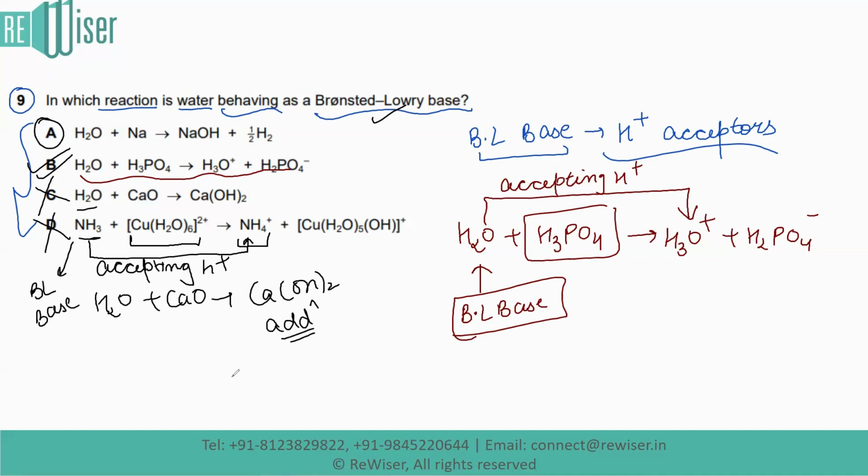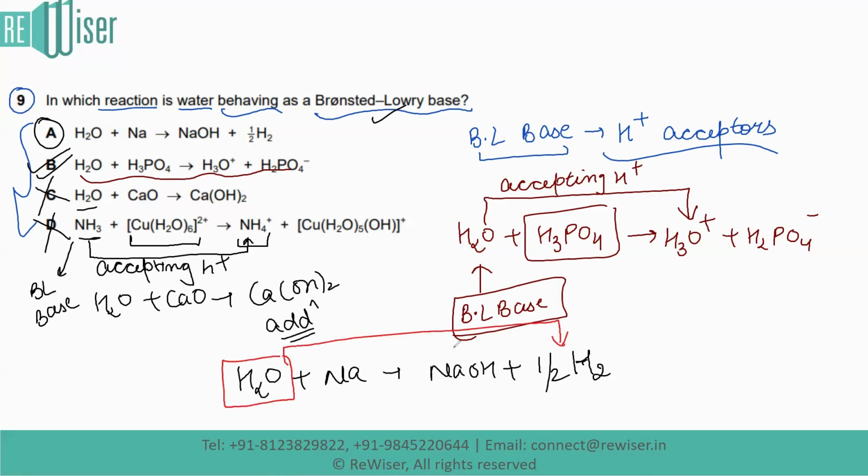If you look at A, in A we have water plus Na gives us NaOH plus half H2. So basically in this case what is happening is that water is getting reduced. Water is not accepting a proton and it is not becoming H3O positive. That's why A is also a wrong option.